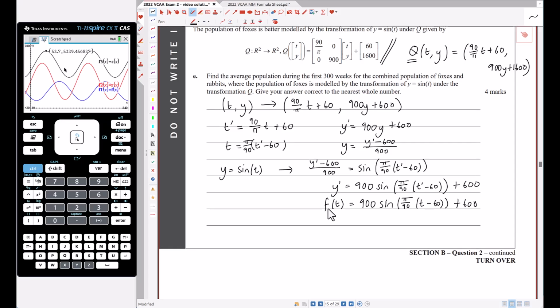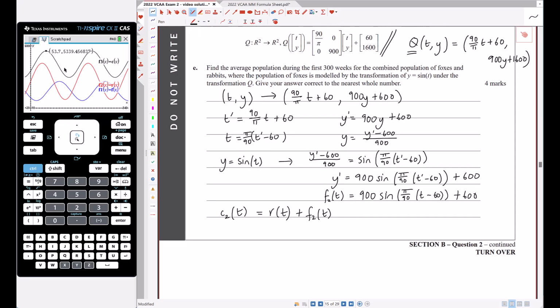So now I'm going to call that F2, the second version of the fox population, or FQ maybe, after the transformations according to Q. So C of t, so C2 of t, our new combined population, is going to be our original rabbit population plus our new fox population.